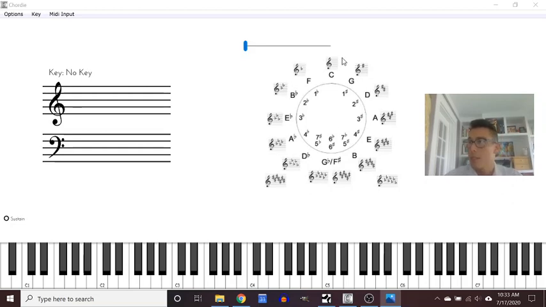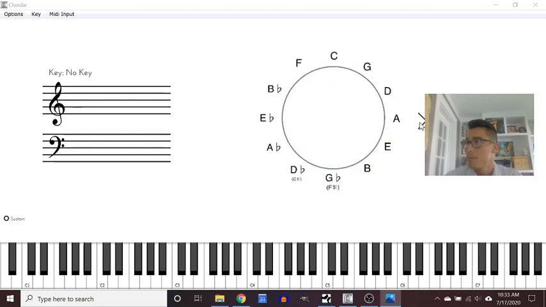Truthfully, just memorizing this basic circle is going to be paramount, because this helps you not only figure out how many flats and sharps, 0, 1, 2, 3, 4, 5 flats, 0, 1, 2, 3, 4, 5 sharps, but also helps you figure out the order of the sharps and flats. So in the key of A major, there are 0, 1, 2, 3 sharps. And the first sharp is always F sharp. So we can figure out, oh, in the key of A major, I'm going to have 3 sharps. It'll be F sharp, C sharp, and G sharp.